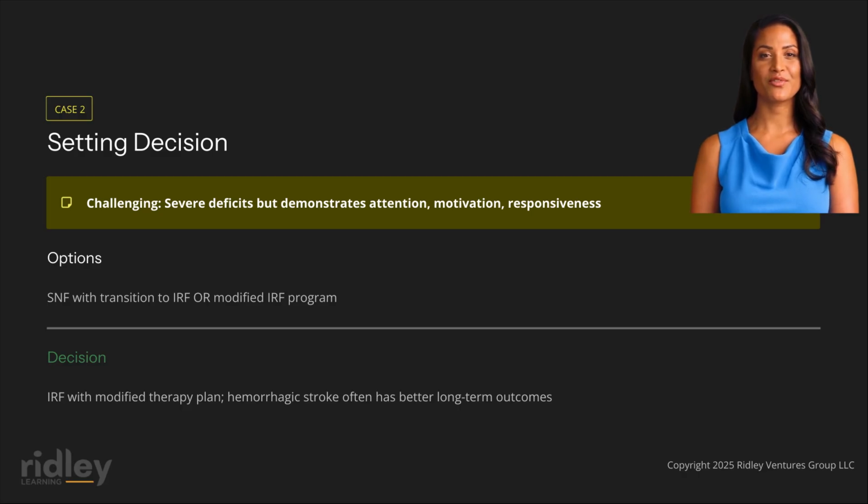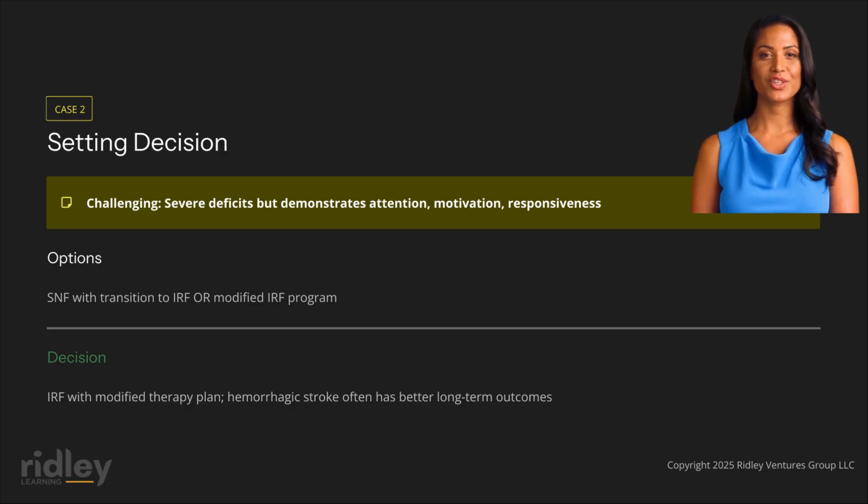Hemorrhagic stroke patients often show better recovery than initial severity predicts as hematoma and edema resolve. However, his severe aphasia limits communication during therapy, and his dependent mobility status presents safety challenges. Two reasonable options exist. The first is skilled nursing facility with rehabilitation services initially, transitioning to an inpatient rehabilitation facility if he demonstrates improved therapy tolerance.